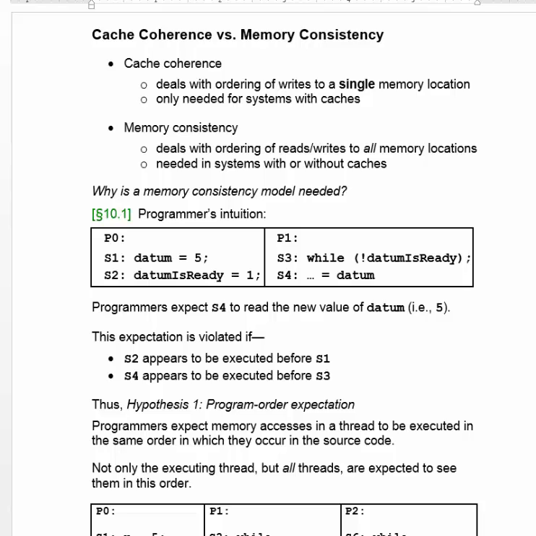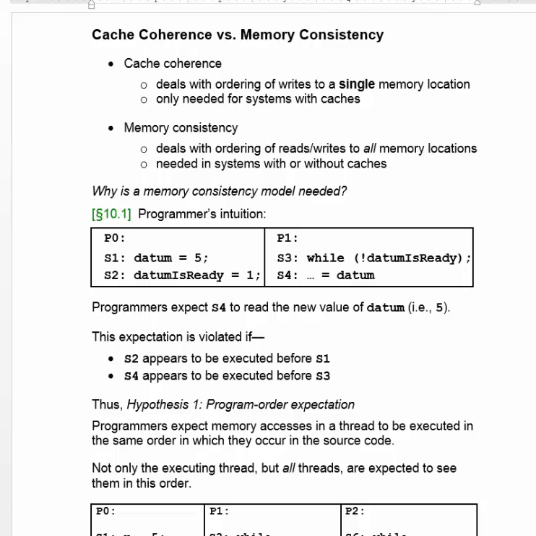Now, why is a memory consistency model needed? We need it so that what goes on in memory is consistent with what the programmer expects. Here's an example with a couple of processes, P0 and P1. P1 sets datum to a particular value and then notifies the other process that it's ready by setting a value in a shared location. The other process is waiting for that value to become ready, and once it's ready, then it assigns it to something else. Programmers expect then that the value that's assigned in P0, which is 5, is also the value that's assigned in P1. But this expectation can be violated in two ways.